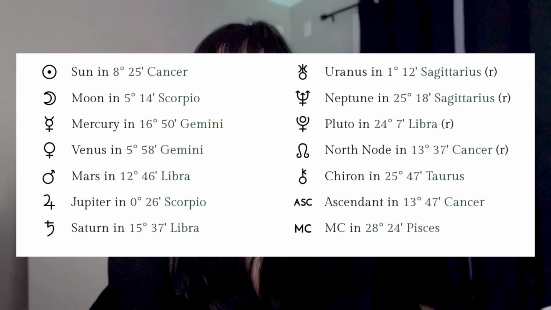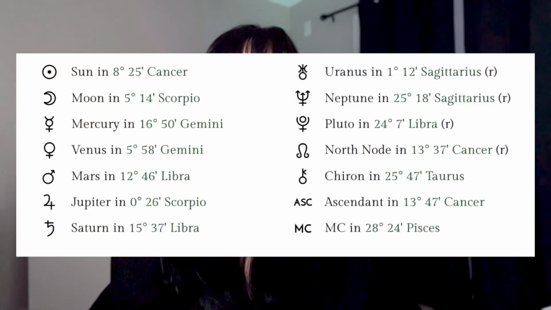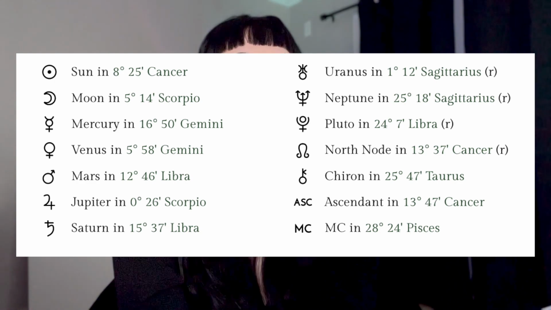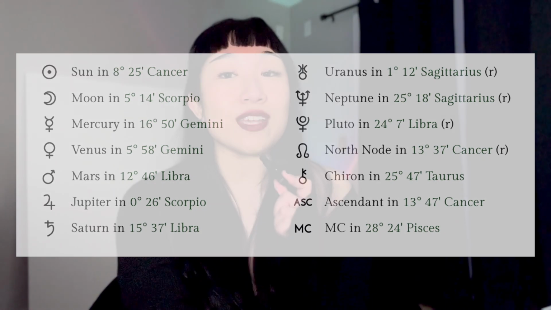So for Cancer energy, we have newly verified Lizzie Kaplan. So she is verified, so there's no arguing there. She has a lot of Cancer in her chart. It is her rising, sun, and north node.